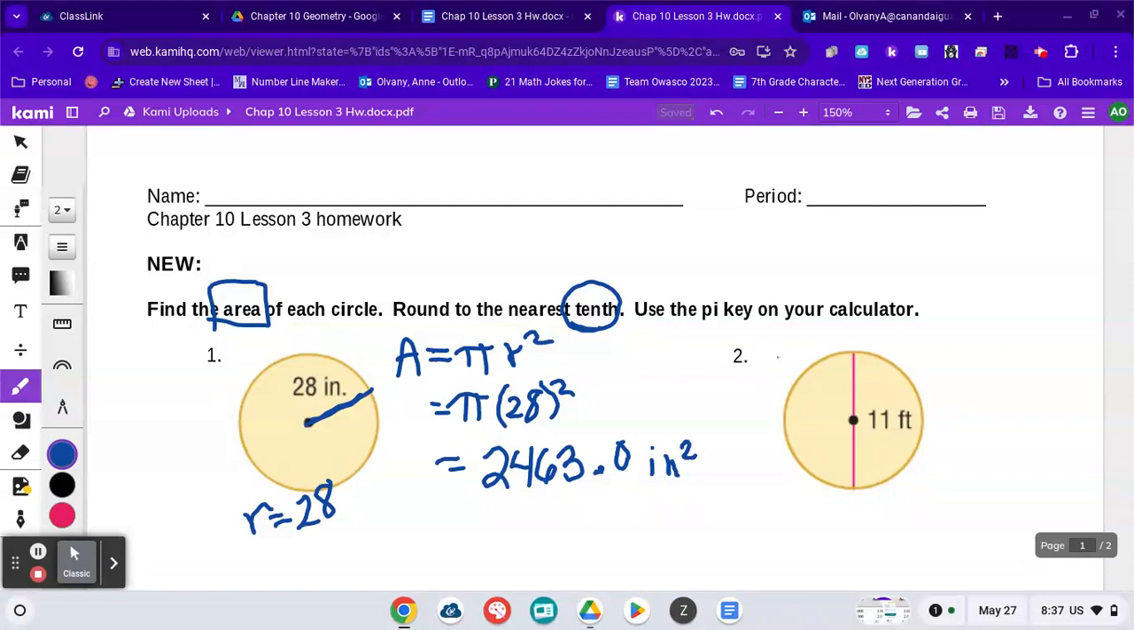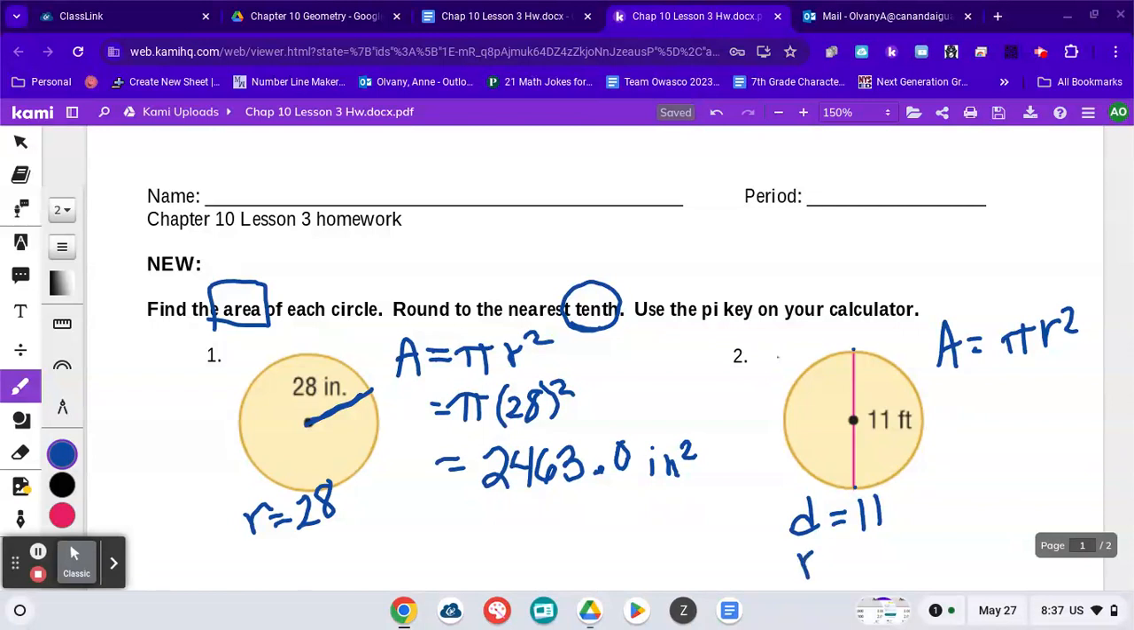Now taking a look at number 2, again, we're finding area. So area equals pi r squared. We have to look to see what's given to us. That pink line goes from one side of the circle to the other through the center. That's called the diameter. The diameter is 11. We cannot plug our diameter in because we need the radius.